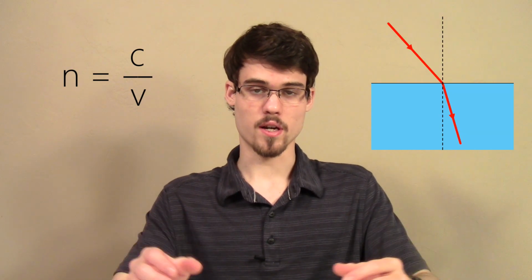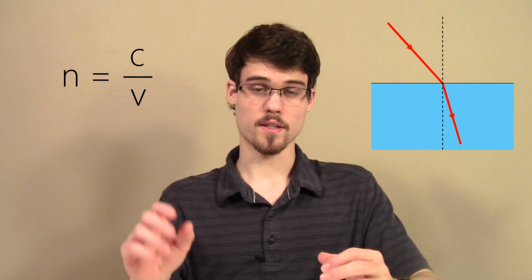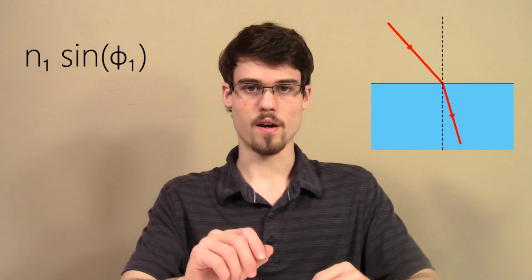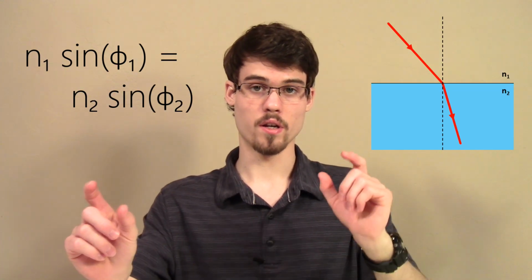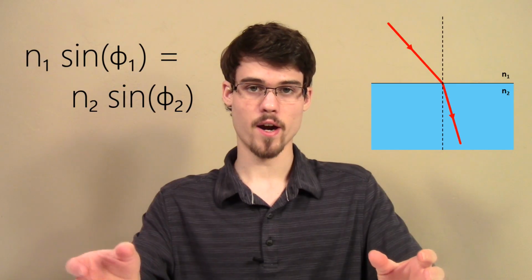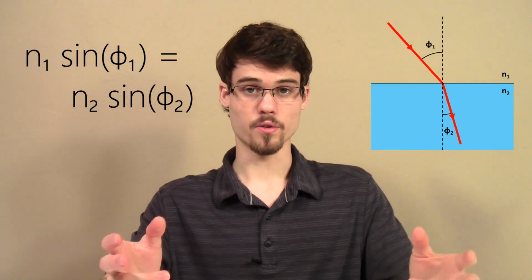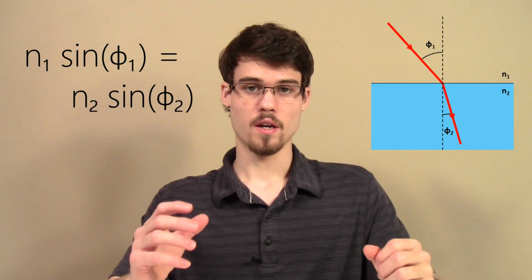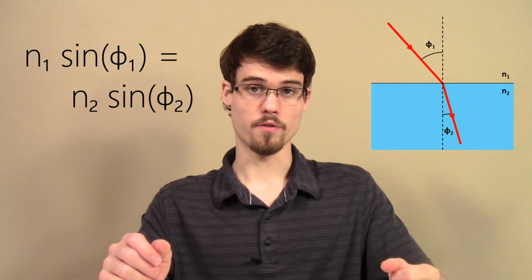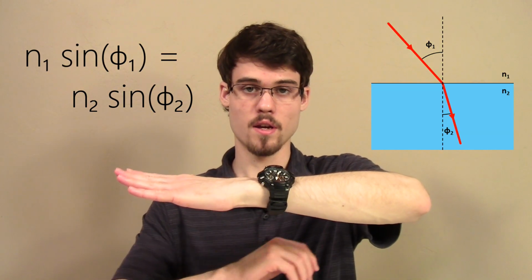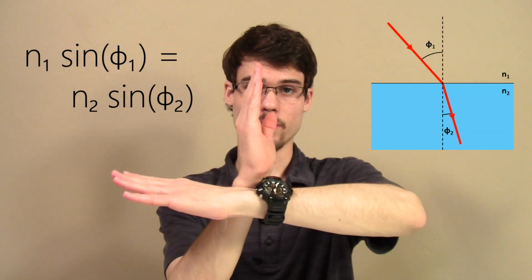Then we can use Snell's law to relate the index of refraction and the angle of the light. So Snell's law says that n1 times sine of phi 1 is equal to n2 times sine of phi 2, where n1 and n2 are the indices of refraction of the two materials, and phi 1 and phi 2 are the angles that the light makes in those two materials. And those angles are measured relative to the normal or perpendicular line that runs through the interface. So if our interface is like this, then the perpendicular is going to be like that, and then our angle is going to be measured relative to this perpendicular.